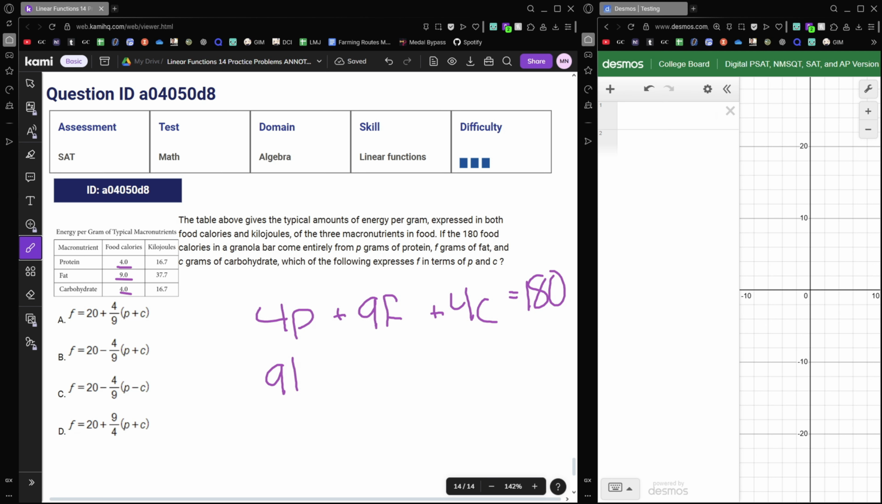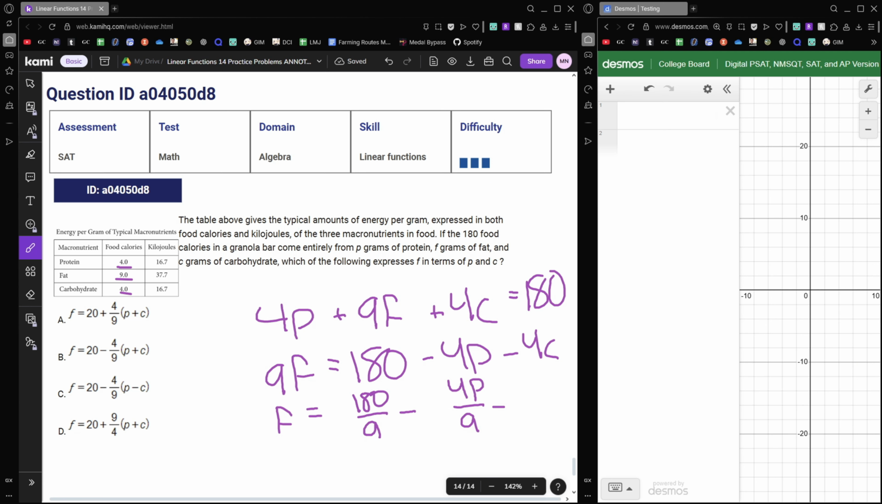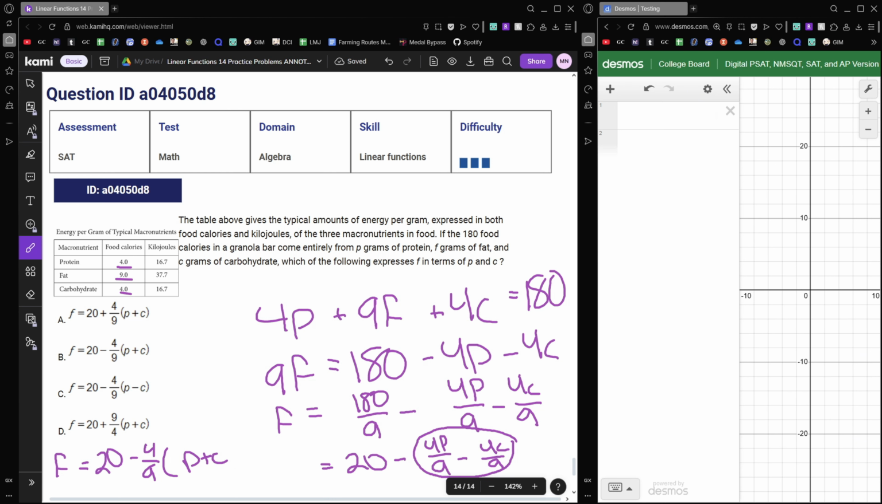So we would get 9F is equal to 180 minus 4P minus 4C. Then we can divide the entire equation by 9 to get F by itself. So we would get F is equal to 180 divided by 9 minus 4P divided by 9 minus 4C divided by 9. We know that 180 divided by 9 is just 20. Now what we can do here with these two is that we can actually factor out a negative 4 over 9. And this would look like F is equal to 20, and then our factored out negative 4 over 9, and then in parentheses P plus C.